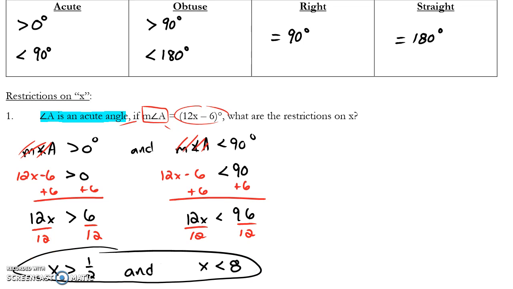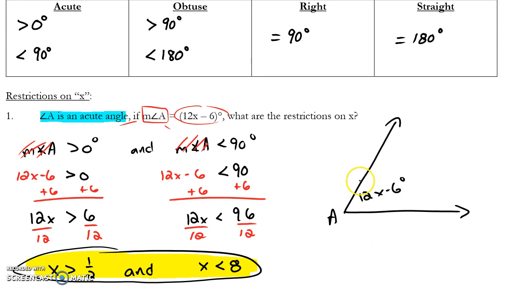Now a lot of people say, well, that doesn't make sense. I don't quite understand what we're doing. Remember what we're saying here. I have angle A, and all I know is that it is acute. And it's 12x minus 6 degrees. I know that the angle has to be bigger than 0. If it were less than 0, it would be negative. We know what negative angles are. And an angle has to be less than 90. If it were more than 90, it would be obtuse.